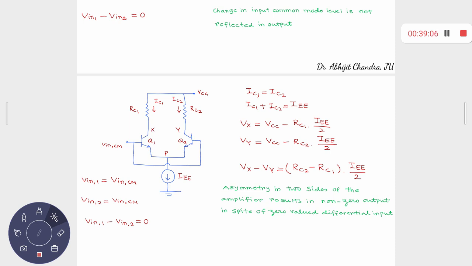If these two transistors share the same properties, then you have the same currents. Total current is IE, same current here. So IC1 is equal to IC2 is equal to IE by 2, like before. But what about Vx now? Vx is equal to Vcc minus RC1 times IE by 2. What about Vy? Vcc minus RC2 times IE by 2. So if you take the difference, this is no longer 0, this is RC2 minus RC1 times IE by 2.